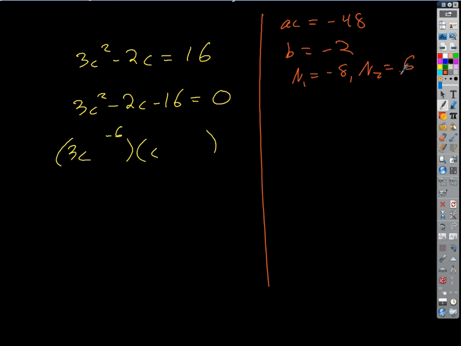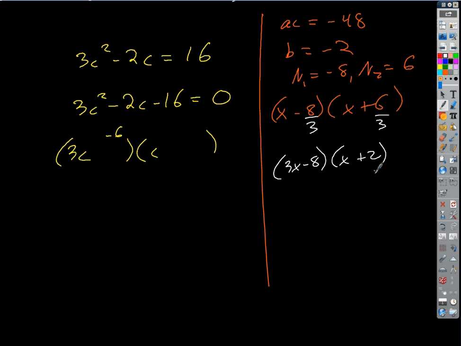And so with bottoms up, remember what we did, right? We just said we're going to start with x minus 8 times x plus 6. But what do we have to divide each of the magic numbers by? By 3. Good. And so when we go bottoms up, we get 3x minus 8 and x plus 2, right?